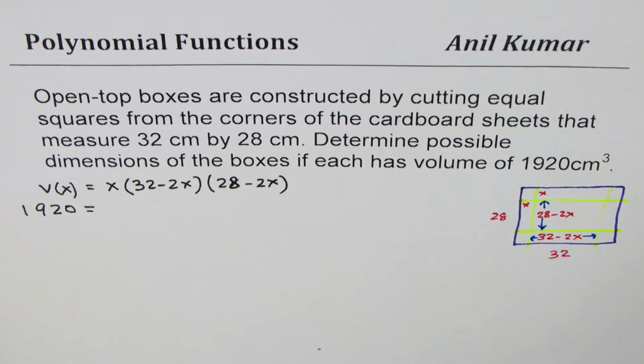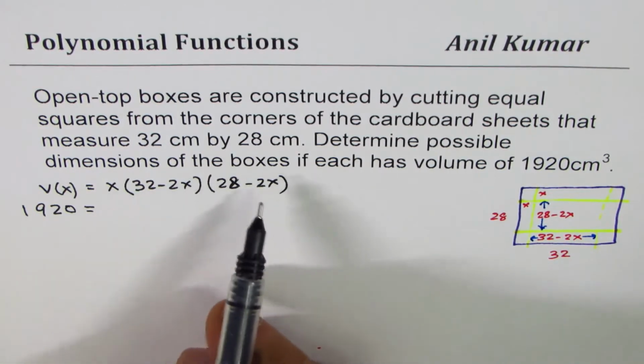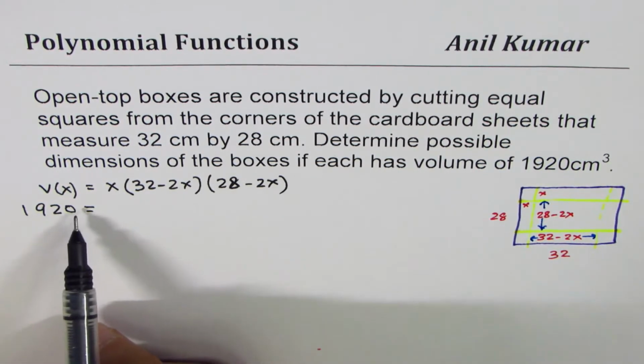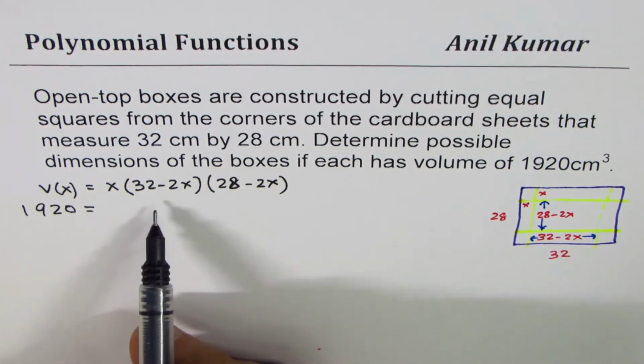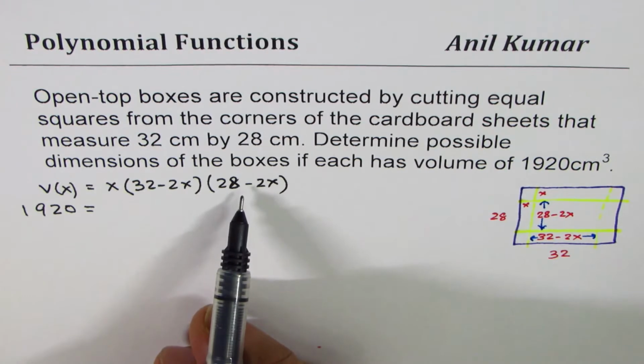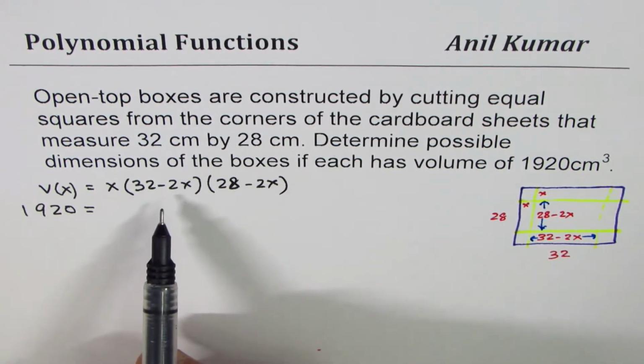One method, which is not preferred by most but is probably the best, is to just try out values of x: 1, 2, 3, 4, and so on. They should be factors of 1920. Once you get a 0, you know what the value of x is, and then you get your answer. Perfect. That is the best approach if you are given a multiple choice question.